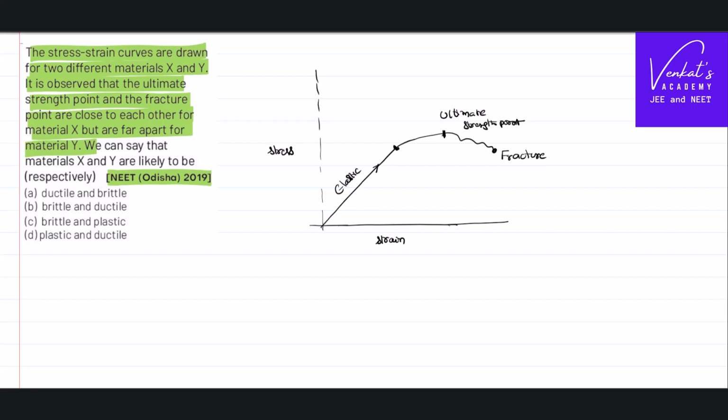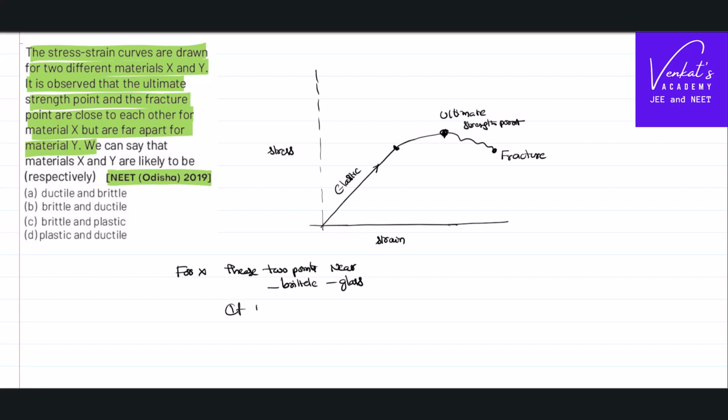Now he is saying that for material X, these 2 points are near. What do we mean by that? It means the moment it has reached the ultimate strength point, it fractures very quickly. Therefore, materials that cannot withstand any further stress are called brittle materials. The simple example is glass. They cannot be changed into the shape that we want.